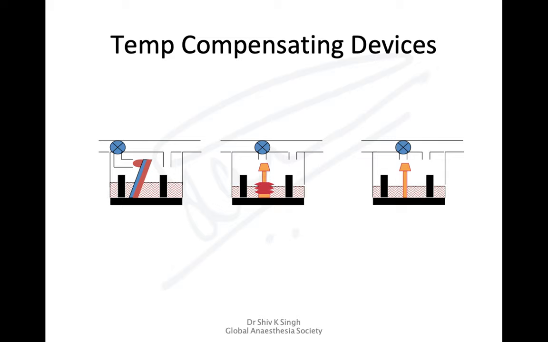These can be in the type of bimetallic strips, so there are two metals with different expansion and contraction coefficients, or they could be bellows filled with a liquid which contracts and expands, or this could be bimetallic rods in which you have one rod inside the other with different expansion coefficients.